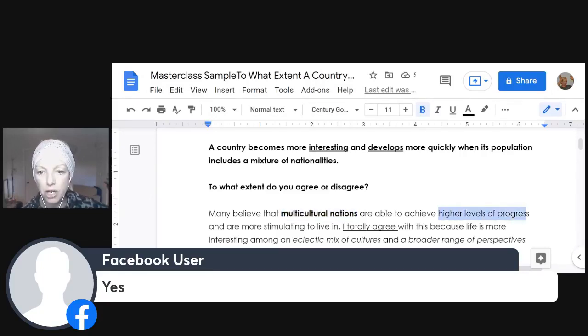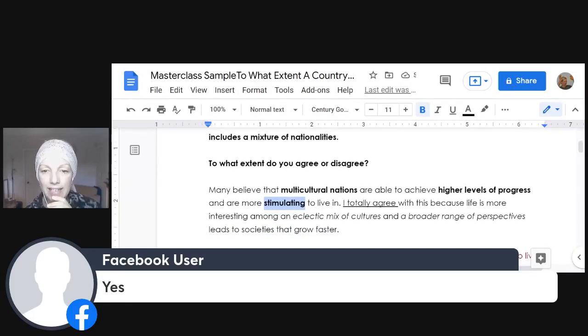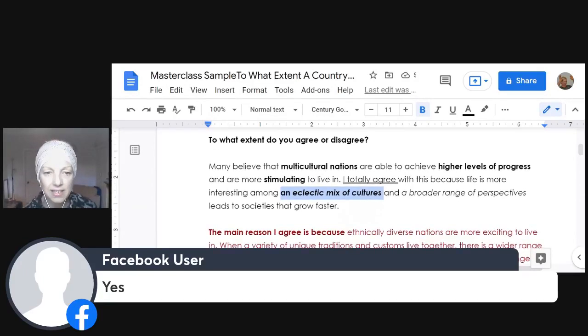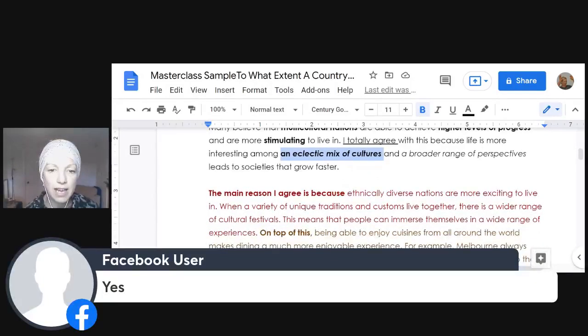Higher levels of progress. So we want to see groups of natural words like this that go together, more stimulating to live in. Now, I totally agree with this because life is more interesting among an eclectic mix of cultures, okay? And a broader range of perspectives leads to societies that grow faster. Now, have a look here. The main reason I agree is because ethnically diverse nations.